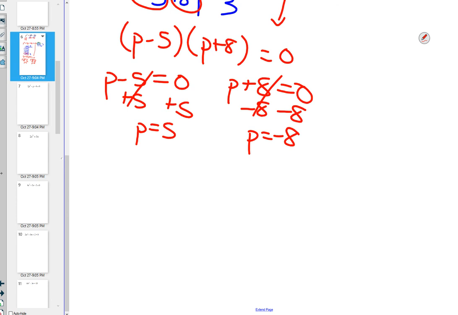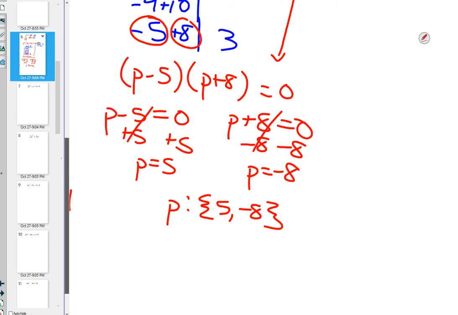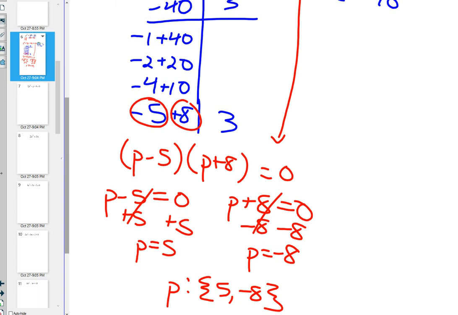So this equation has 2 solutions. When an equation has more than one solution, you may see it written as a solution set. You would write the variable, colon, and then the numbers. Do not confuse this with an ordered pair. That is not the same thing as saying x comma y. It's just saying that there's more than one number that P could be.